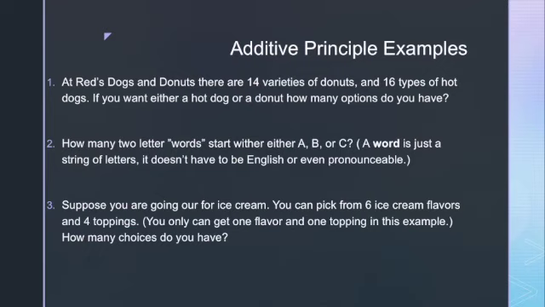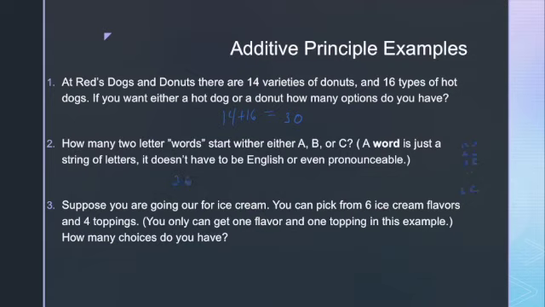How many two-letter words would start with either A, B, or C? So friendly reminder, a word is just a string of letters. It doesn't even have to be English or pronounceable, okay? Well, there are 26 letters in the English alphabet, so there'd be 26 options for two-letter words that could start with A, right? Because I would have AA, AB, AC, all the way to AZ, and that's 26 different words. The same would be true for B and C. So that gives me 26 times 3, 78.